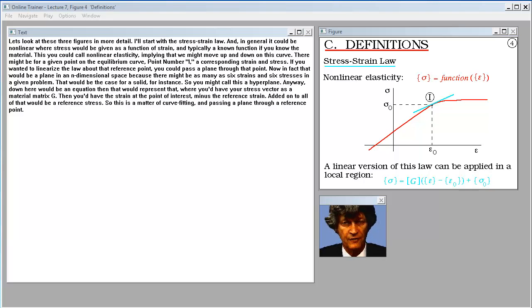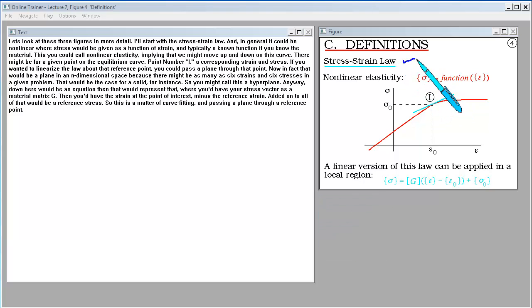Let's look at these three figures in more detail. I'll start with the stress-strain law. And in general, it could be nonlinear, where stress would be given as a function of strain, and typically a known function if you know the material. This you could call a nonlinear elasticity, implying that we might move up and down on this curve. There might be, for a given point on the equilibrium curve, point number 1, a corresponding strain and stress.